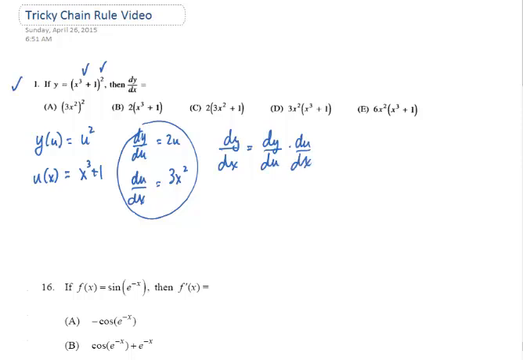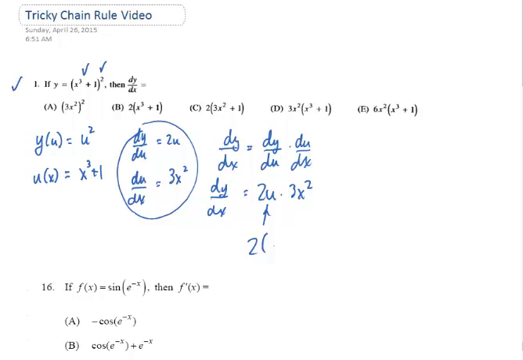When we do that, we multiply dy/du, which is 2u, times 3x squared from du/dx. Now, the only problem is we're trying to write the derivative in terms of x, so I need to replace u with its original function.